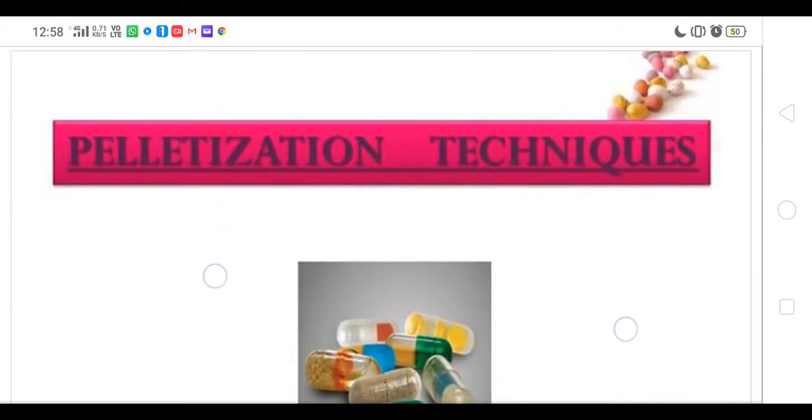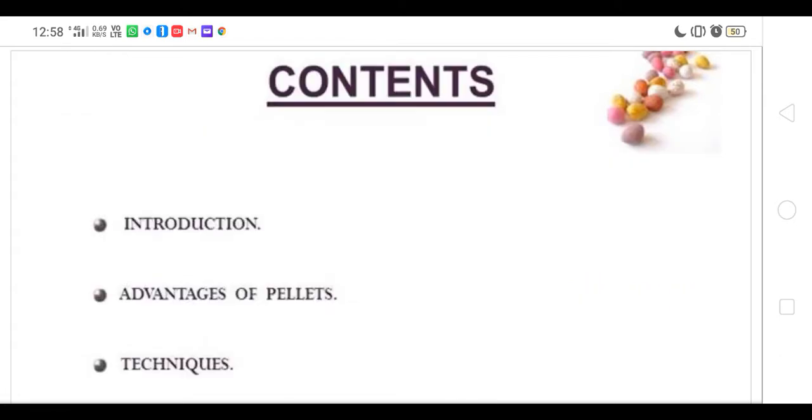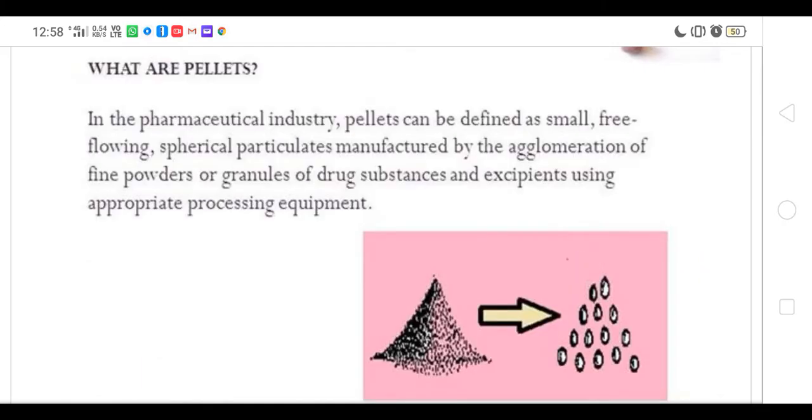Hello students, today we will start with pellets and the pelletization technique. Now let's start with its basic introduction.